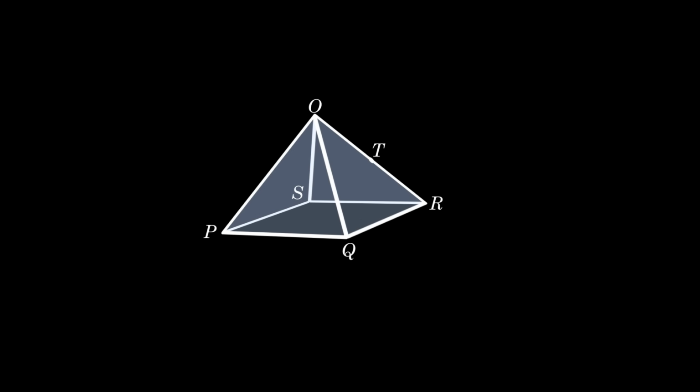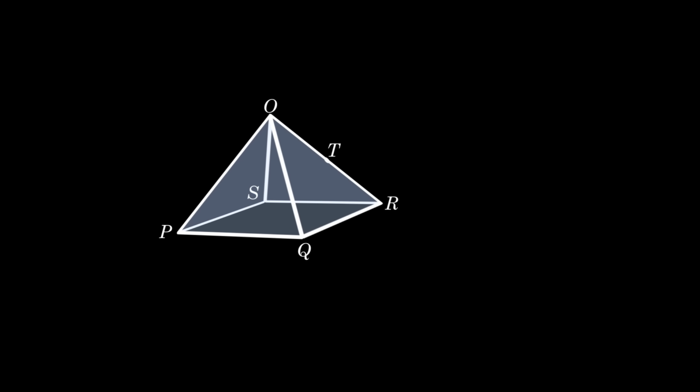Let's focus on the pyramid. There are essentially two paths we can take from point P to point T. One path will go along the square base and then a triangular face. The other path will go along two of the triangular faces. To calculate the length of each of these paths, we will unfold the pyramid onto a flat surface.